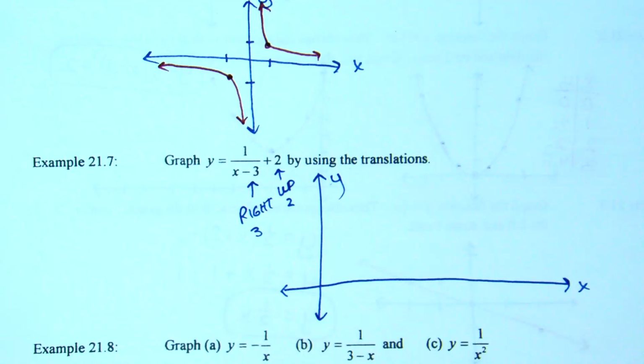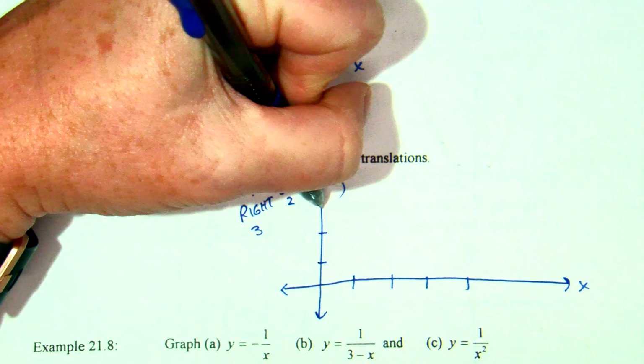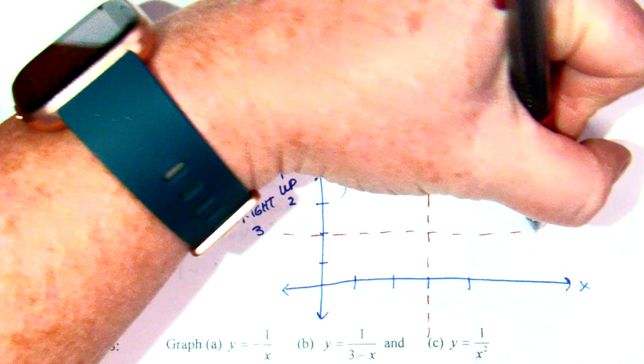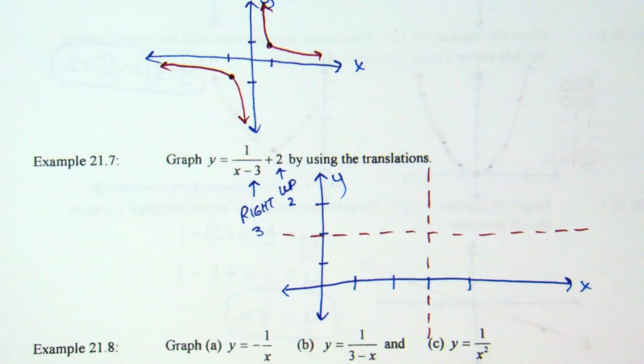So if I move my asymptotes right 3, that means I now have a vertical asymptote at x equals 3. And if I go up 2, that now means I have a horizontal asymptote at y equals 2. Can you draw in your hyperbolas? Yes, ma'am. So I'm going to have a hyperbola up here in the top right corner and a hyperbola down here in the bottom left corner.